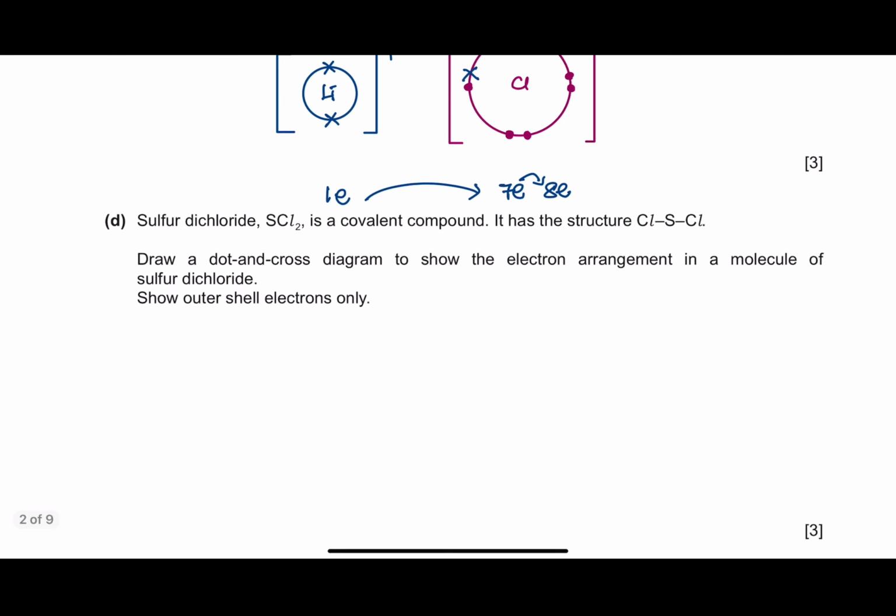Moving on, question D. Sulfur dichloride is a covalent compound. Now a covalent compound is a compound between a non-metal element and a non-metal element. It has a structure of chlorine with sulfur and another chlorine on the other side. Draw a dot and cross diagram to show the electron arrangement in a molecule of sulfur dichloride. Show outer shell electrons only.